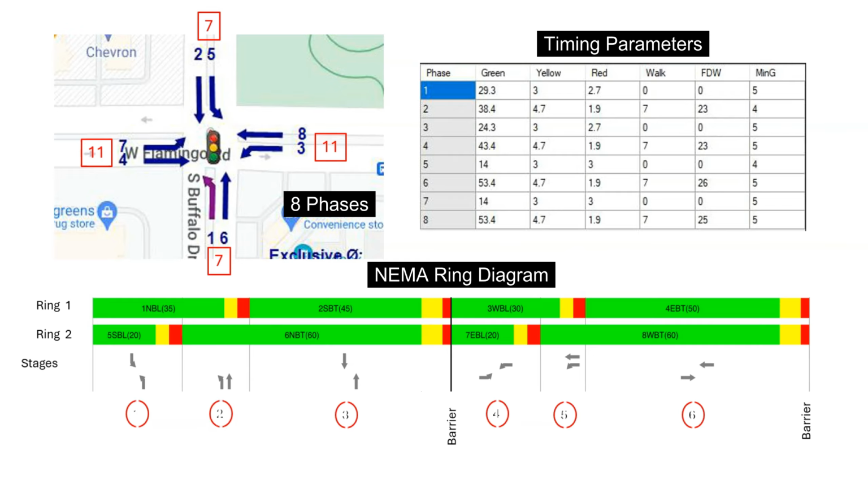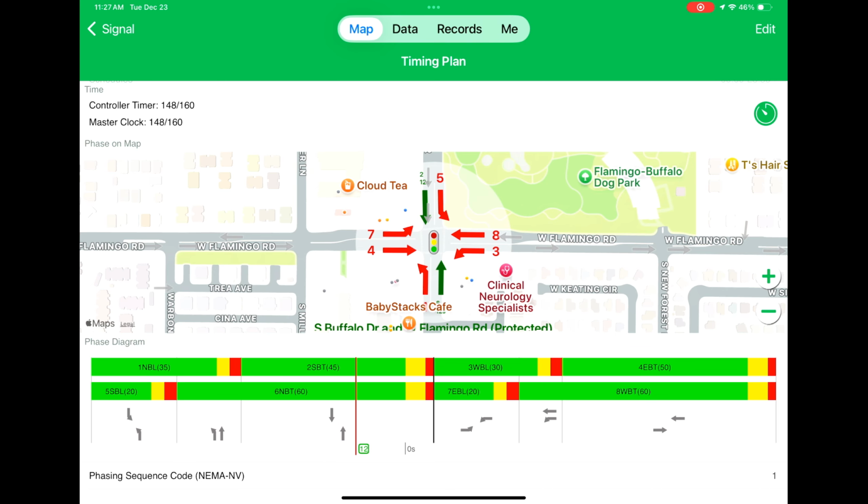A NEMA-based phasing plan can be directly translated into a stage-based timing plan, as illustrated in this example with 6 signal stages. In countries where the NEMA convention is not used, a stage is often referred to as a phase. Here is an animation of a signal timing plan showing a side-by-side comparison of NEMA phases and stages.